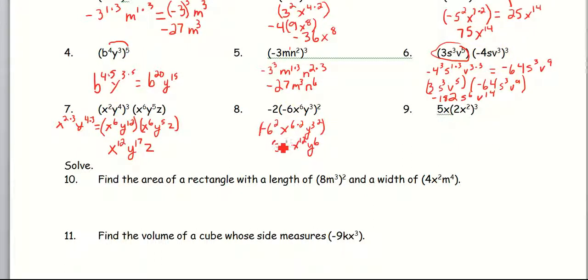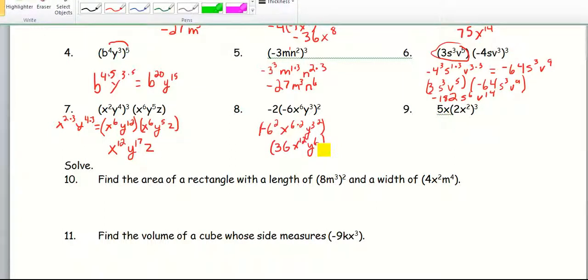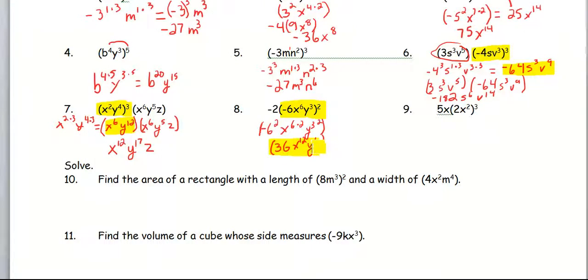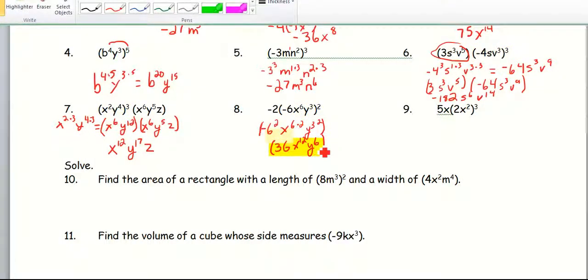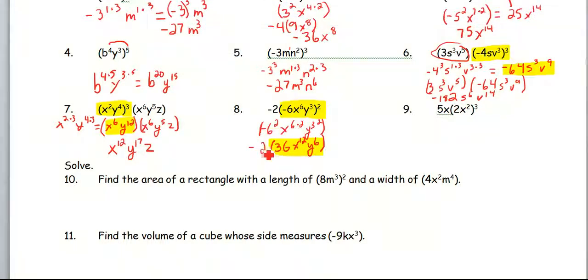So now I can work on, let me just show you that. Just work that out right there. And now we can bring down our negative 2 and start working on that. So negative 2 times 36 is negative 72. And then we don't need to change our variables with their exponents, because there are no more variables with the same base.